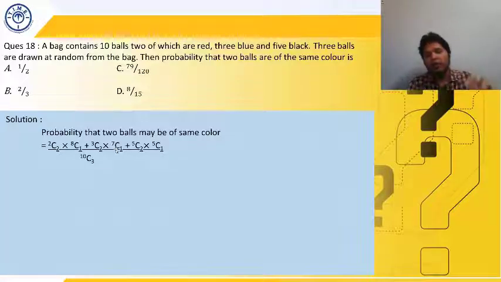So after solving, we know how to solve nCr. It is n factorial upon r factorial times (n minus r) factorial. We have studied in permutation and combinations in detail. So we are going to just solve this and get the answer.